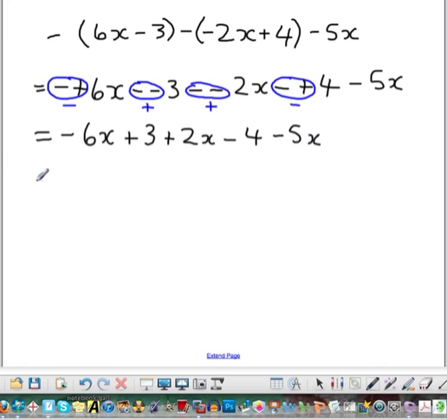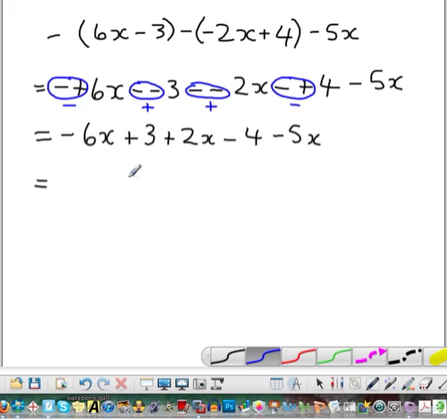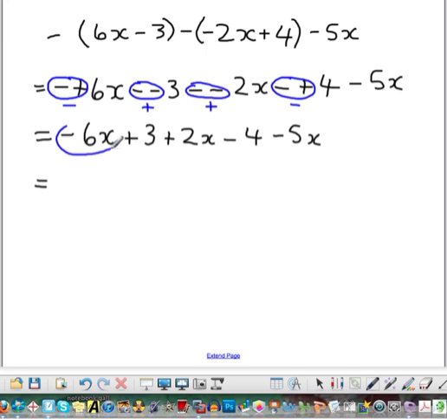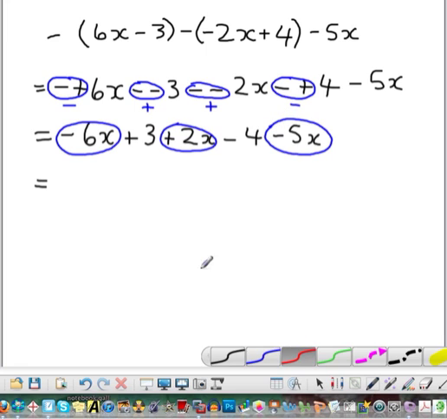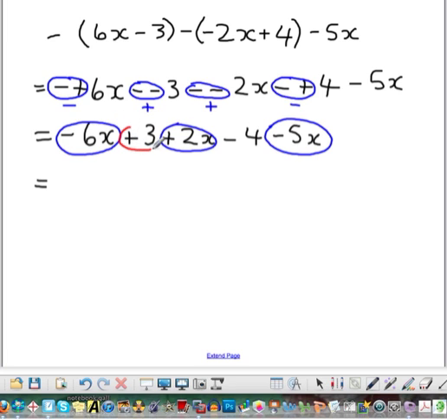Almost finished. Now I look at it and I say, are there any like terms that I can add? Well, look, we have negative 6x. The negative goes with the 6x. I have positive 2x. I have negative 5x. I can put all of those together. I can combine them all. I also have positive 3, and I have negative 4.